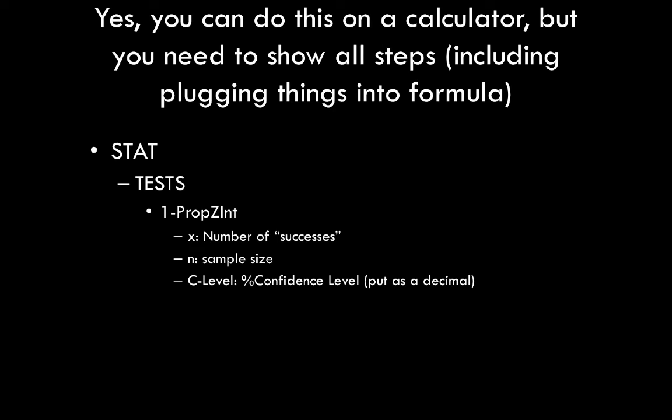And yes, you can do all this on a calculator, but you need to show all of your steps, including plugging things into the formula. If you go to our lovely stat button on the calculator, you go to tests, and you'll see 1 proportion z interval all the way down. You'll enter x, which was the number of successes, which in this case was 144. You would enter the sample size. And then your confidence level, you need to put it as a decimal. So for 95% confidence, you would put it as 0.95.